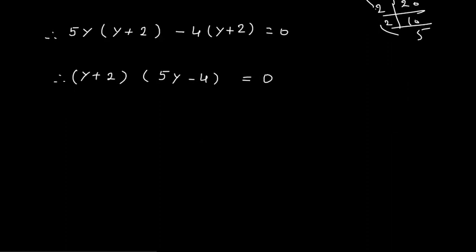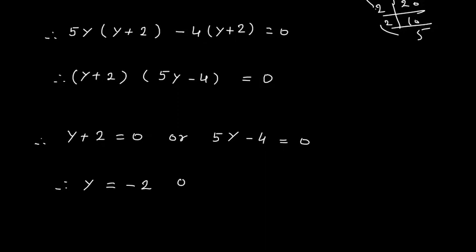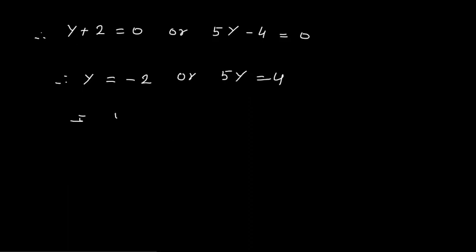Therefore we will say that y plus 2 is 0 or 5y minus 4 is equals to 0. So we get y equals minus 2, or 5y equals 4. Therefore it gives us y equals minus 2 or y equals 4 upon 5. So we have y equals minus 2 or y equals 4 upon 5.